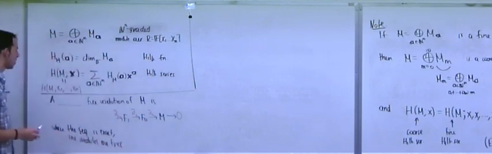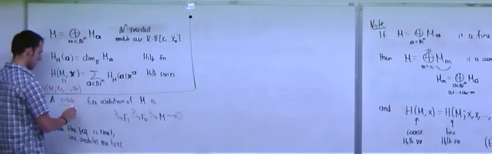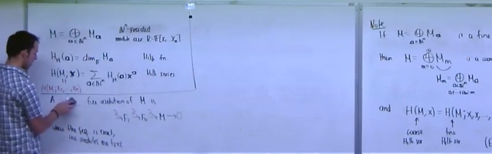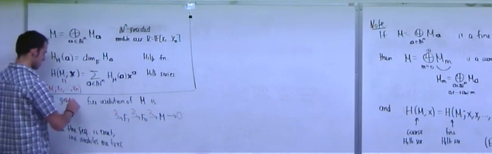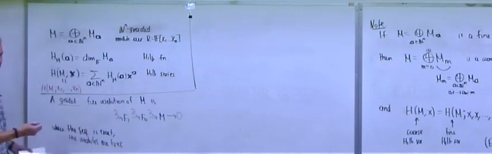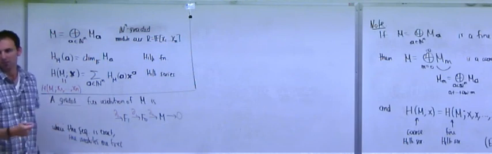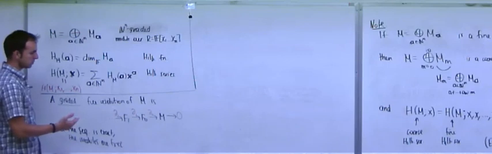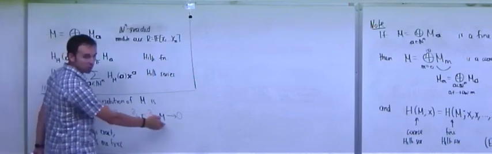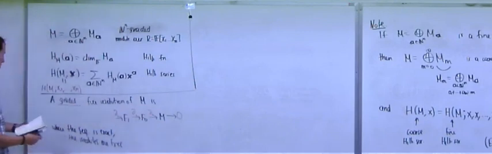But I want to add an adjective here, which is graded. So what makes a free resolution graded? Basically, if you can add a grading everywhere so that the grading is respected. What I mean by this is that M should be a graded module, F0 should be a graded module, F1 should be a graded module. All of these should be graded.